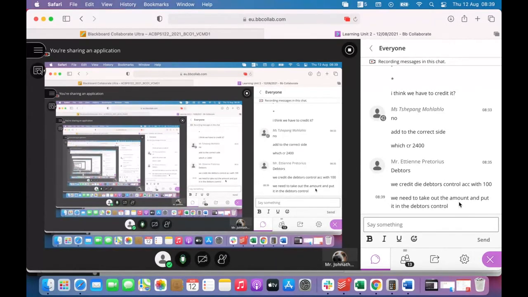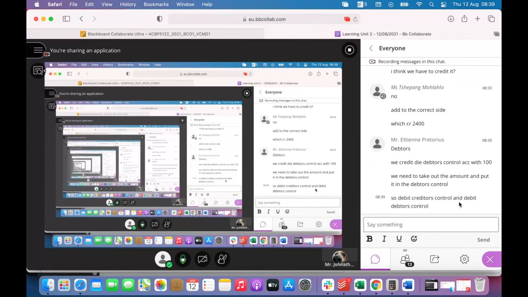And the debtors list as well. So we debit creditors control because we credited the creditors control, and then we debit debtors control as well. Okay, but remember they also said and posted as such, so we know that the creditors list and also the debtors list also need to be affected.